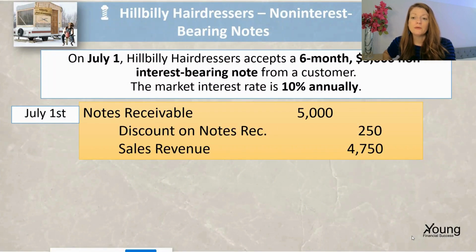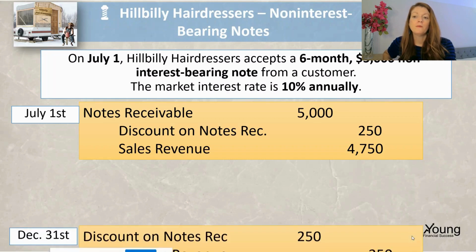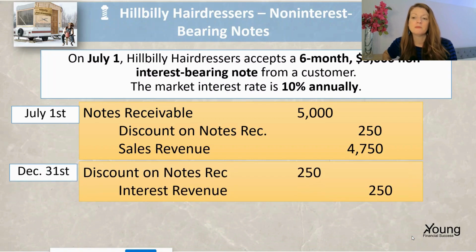So, okay, that was the entry they make on July 1st when this happens. Well, what about when it comes time to pay it 6 months later? They're going to show the discount on the notes receivable, getting rid of that contra account. So we get rid of the $250 and we go ahead and show it as interest revenue. So that $250 actually is interest revenue. We just showed it as a discount.